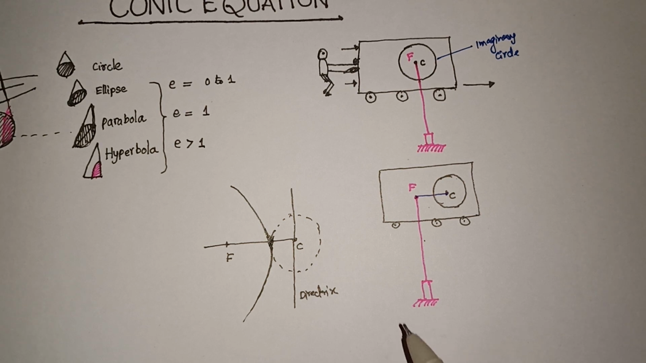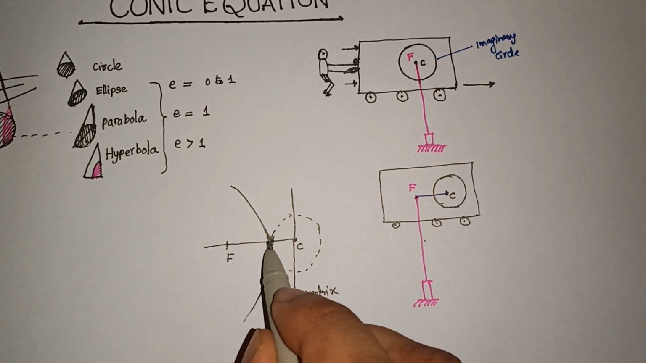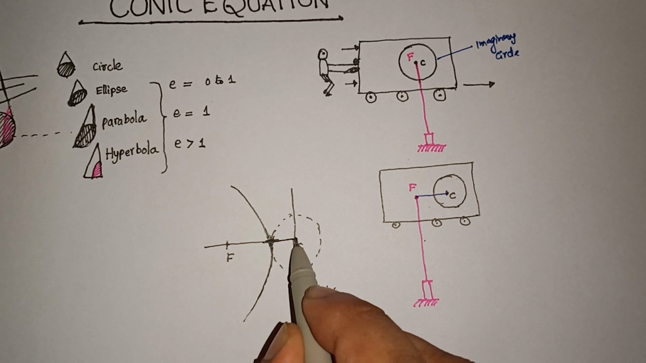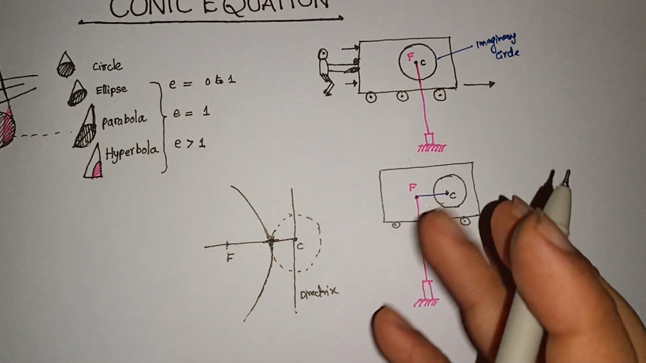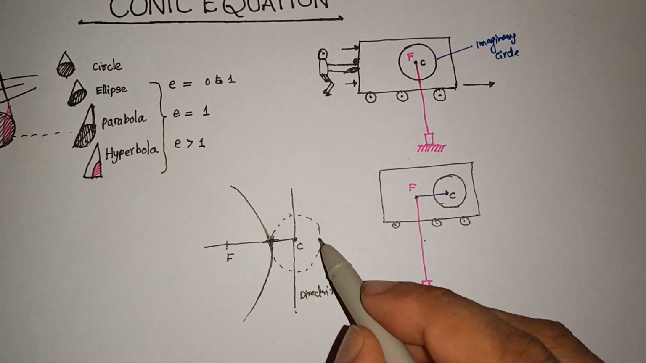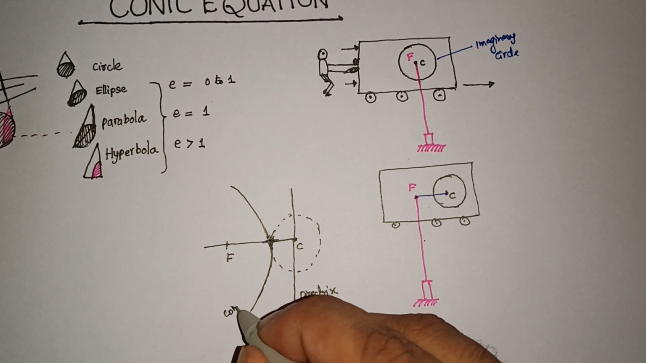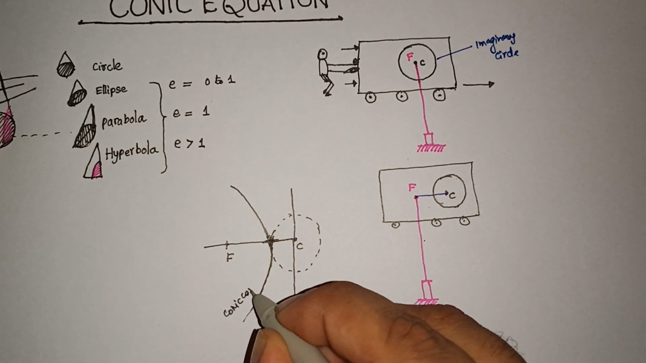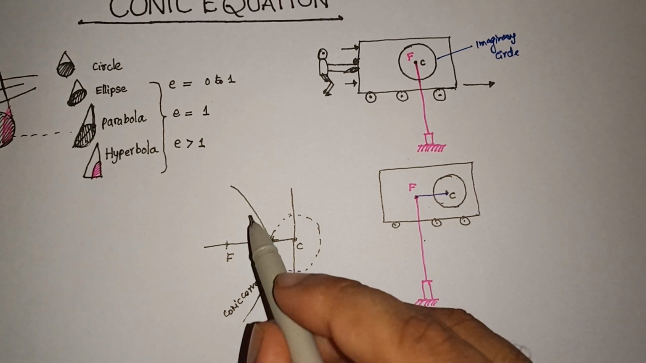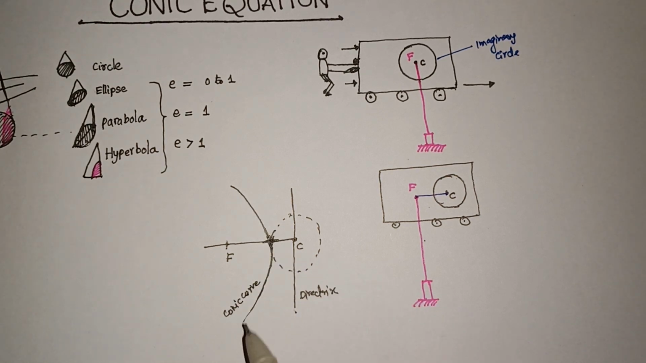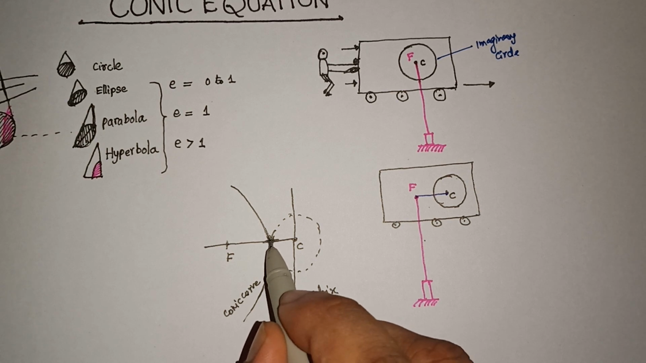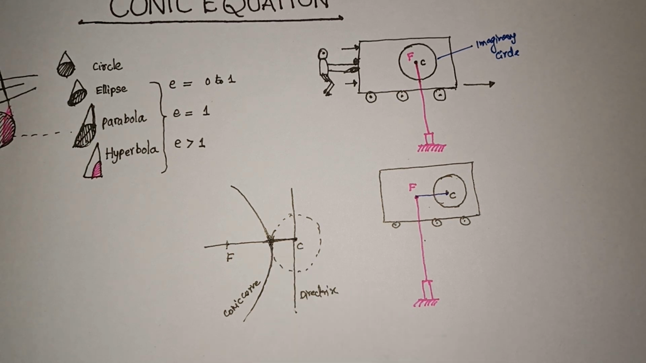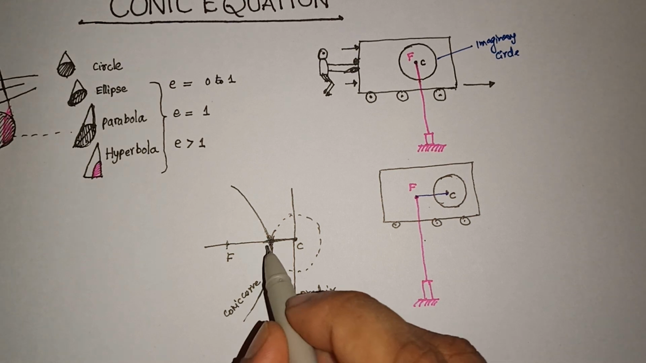So now we have a focus, and we have a directrix. So this is a basic profile of a conic. Now you neglect the imaginary circle. This is some focus, and this is called the conic curve or conic profile. So this is basically a conic profile or conic curve having a focus, and there is always a distance from this vertex to this directrix. That you should be aware.